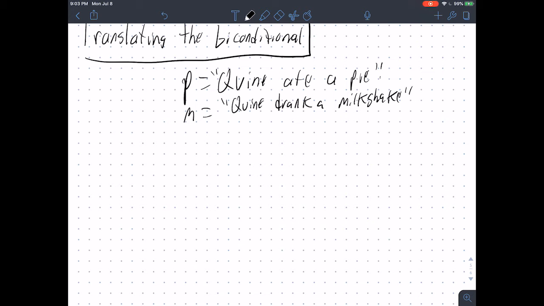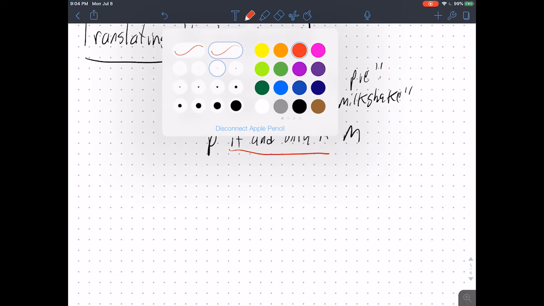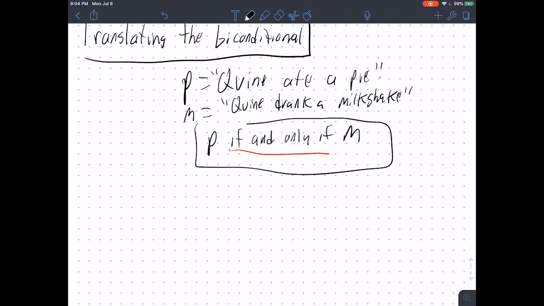Okay, so there are only two, I guess three, ways of representing the biconditional in ordinary English. The first, with which you are already familiar, is P if and only if M. So if and only if is the way that I've been translating it so far. And most times that's what you'll see.